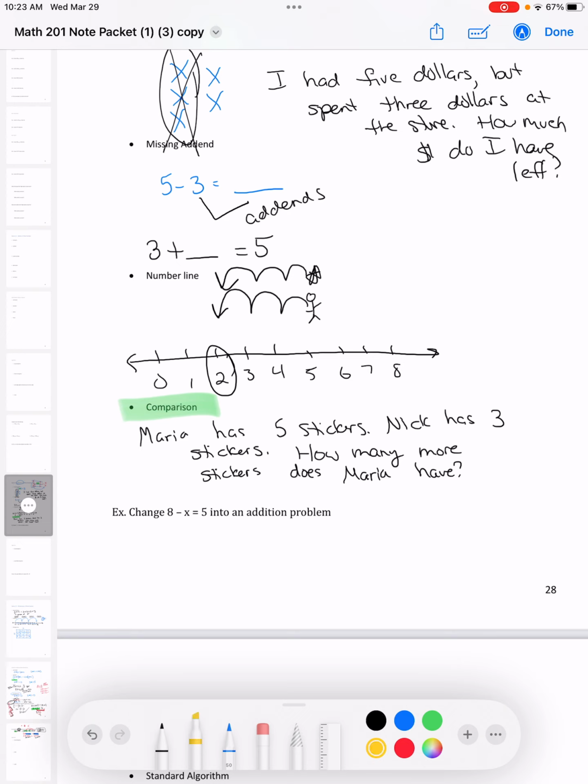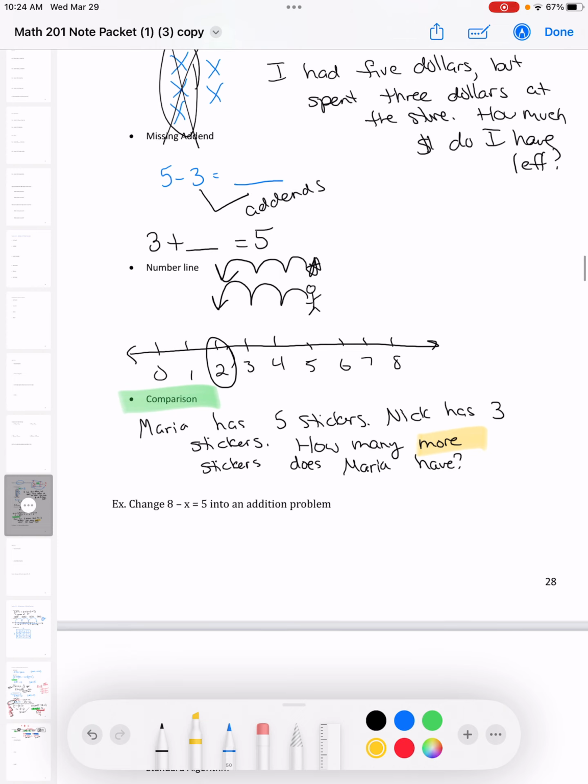One thing that gets people is that more. A lot of times people think more, we're adding, but we're really seeing the difference between these. The difference between Maria and Nick. One of them has more than the other, one has less than the other. So we are comparing them. But again, if you think about it, what's the difference between Maria and Nick? We can kind of hear that subtraction a little bit more.